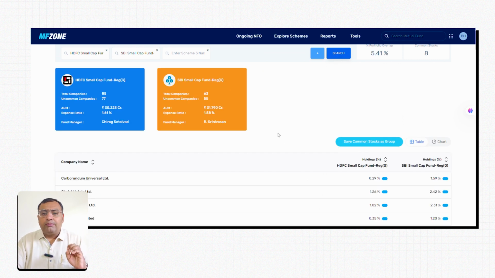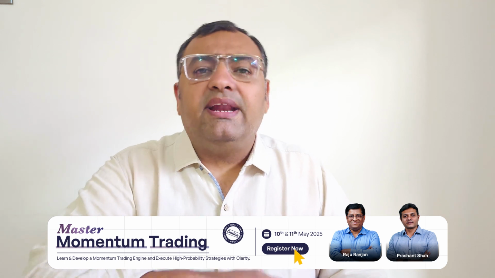around 8 common stocks, 5.4%. Even if we are looking at small cap investment with high risk, you can look at these two because only 8 common stocks, 5% common percentage portfolio overlapping, which is again a good number. If I want to increase into the small cap, I already have HDFC, or probably you have a small cap fund, an SBI fund. You can look at HDFC.